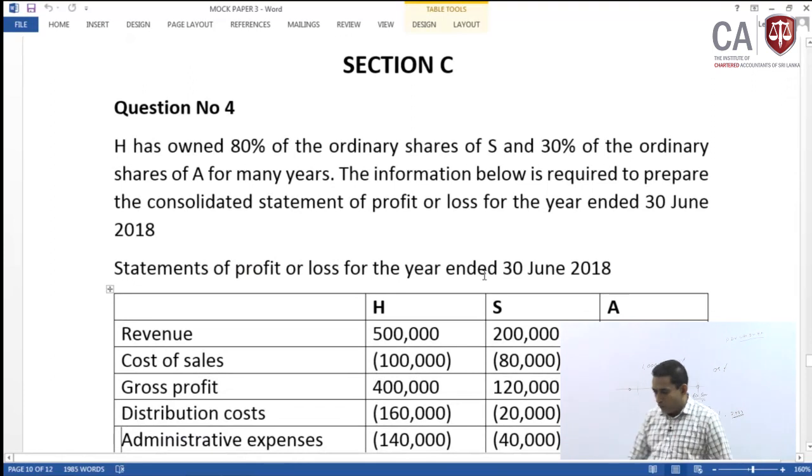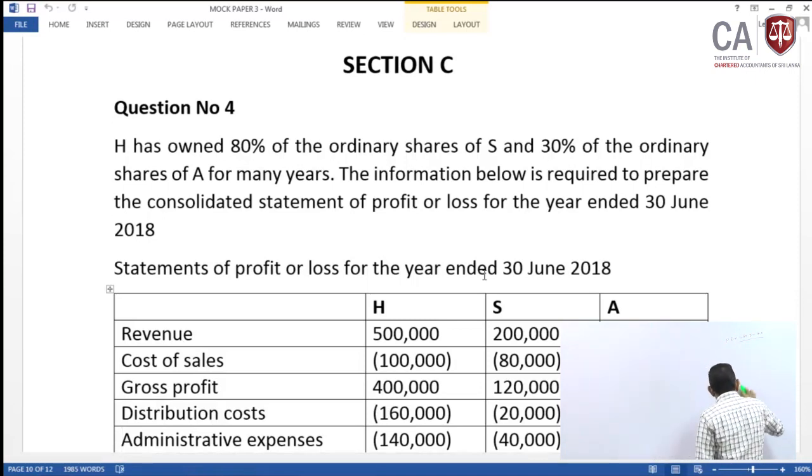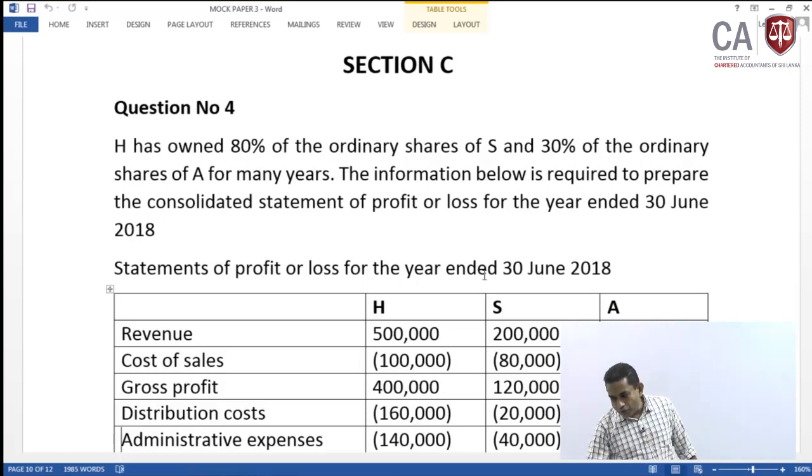Then we will quickly move on to question number 4. H has owned 80% of the ordinary shares of S and 30% of the ordinary shares of A for many years. The information below is required to prepare the consolidated statement of profit or loss for the year ended 30th June 18. Statements of profit or loss for the year ended 30th June 18.